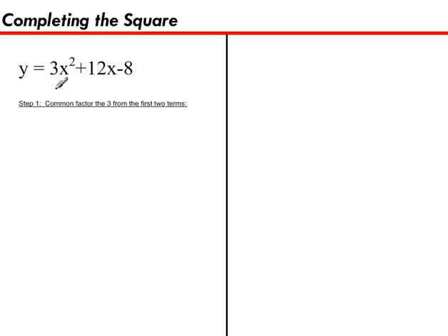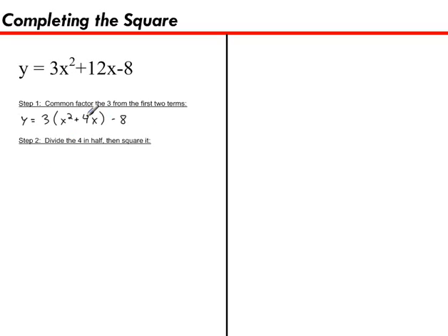The first step is to look at the very first term, and if it has a number in front, in this case it does, it's the number 3, then I have to common factor it from the first two terms. If there's no number there, I can just skip step 1. Okay, I'm going to common factor out that 3, and I'll be left with y equals 3, and then I'll have a bracket, x squared plus 4x. And remember, I'm just doing the first two terms, so the minus 8 stays by itself where it is.